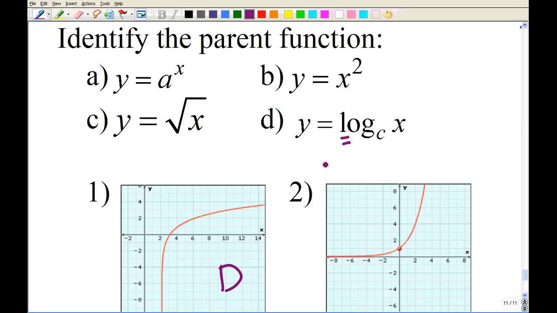Number 2. So you can see we have a horizontal asymptote, and when x is 0, y is 1. That to me sounds like an exponential function which has a horizontal asymptote, and anything raised to the 0 power equals 1. So because I have that point 0, 1 and there's a horizontal asymptote, that tells me that this is an exponential function.